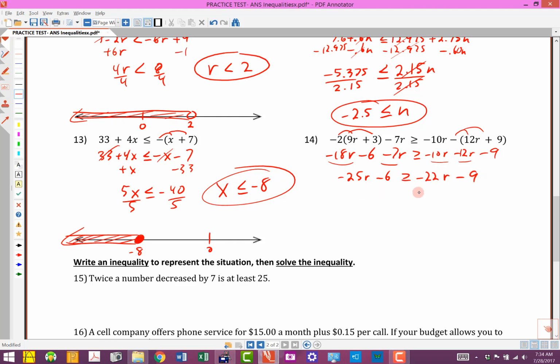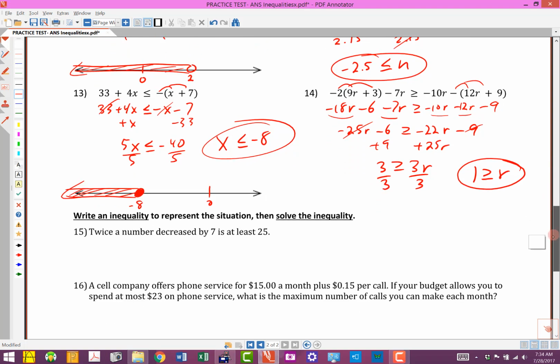Move the smaller ones, so we're going to move the 25r over here. If we're going to move that over here, we want to move the 9 to the other side, so we're going to add 9. So that's going to be a 3. And again, all we've been doing is adding and subtracting here, with a little bit of simplification along the way. Divide by 3 doesn't change the direction, so we get 1 greater than or equal to r, or read backwards, r is less than or equal to 1. But we don't have to graph it, so we're done with that one.